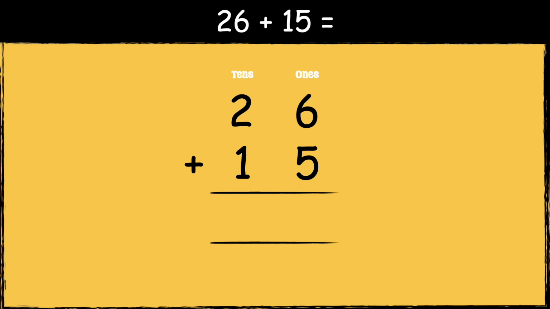When we add numbers using column addition, we always start from the right-hand side. So we start with the ones. 6 add 5 equals 11. We carry the 10 below in the tens column. Now we need to add the digits in the tens column, not forgetting about the 10 that we carried over. So 2 add 1 equals 4. So the answer is 41.